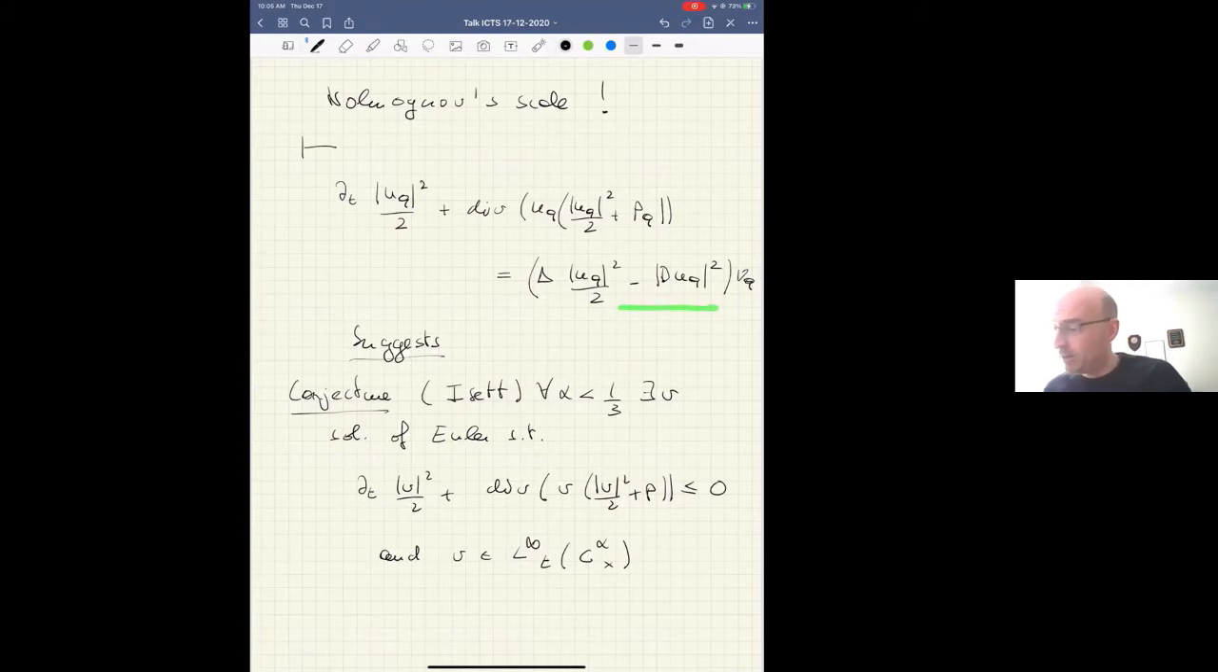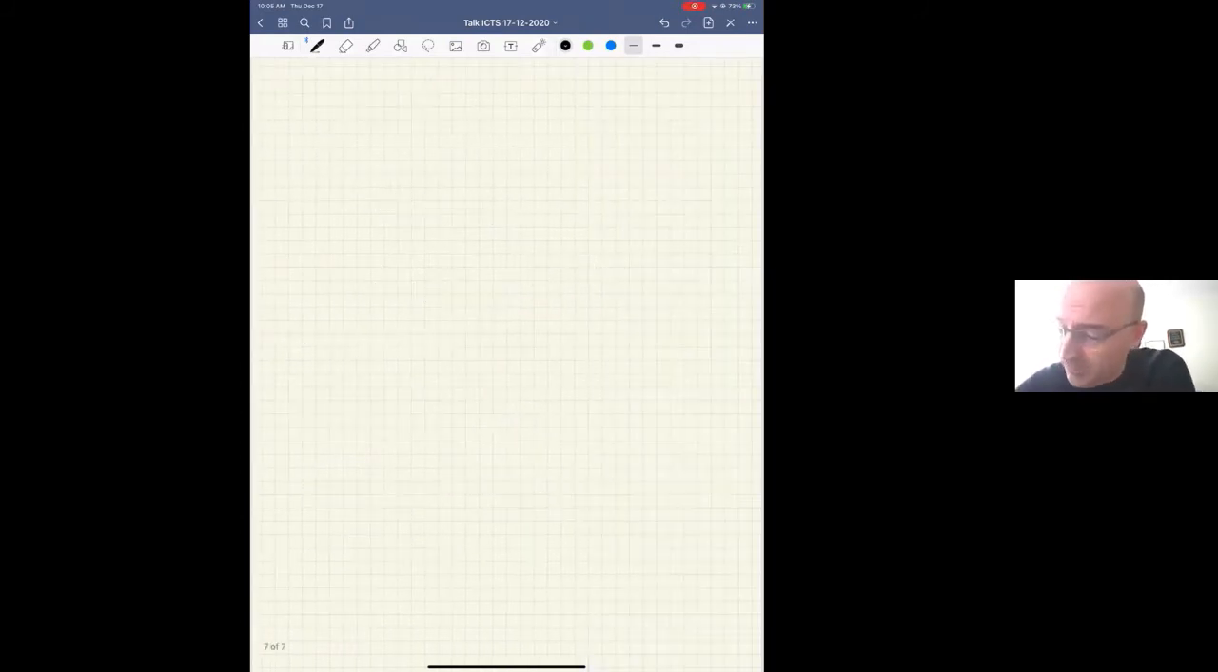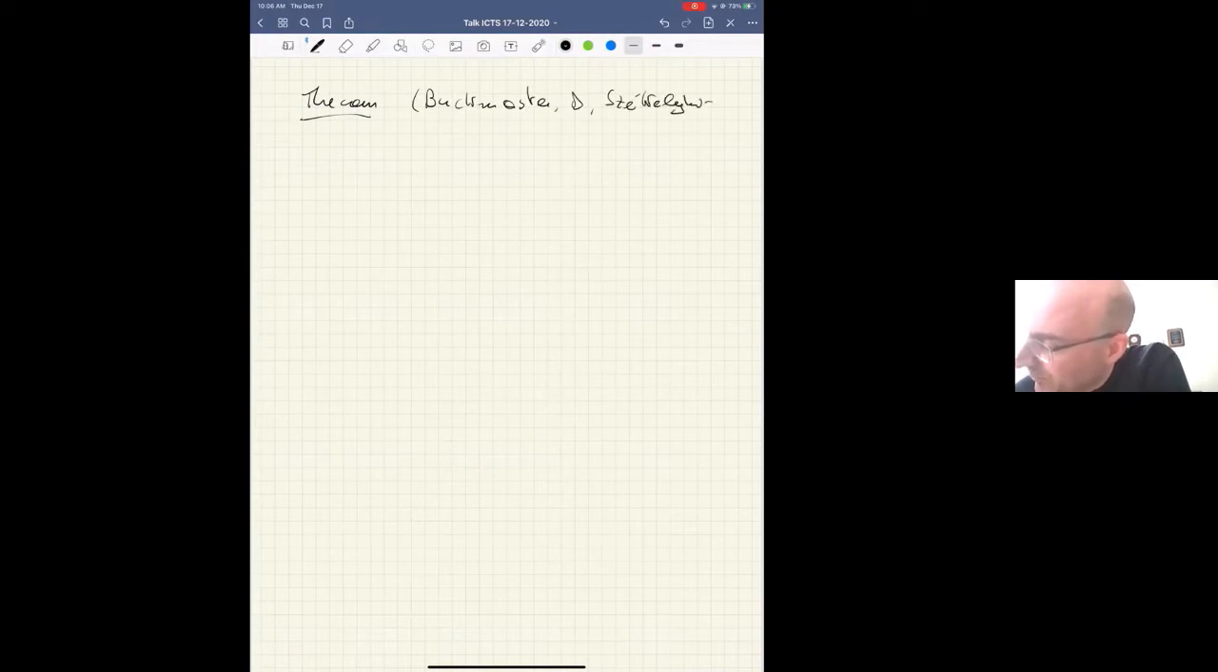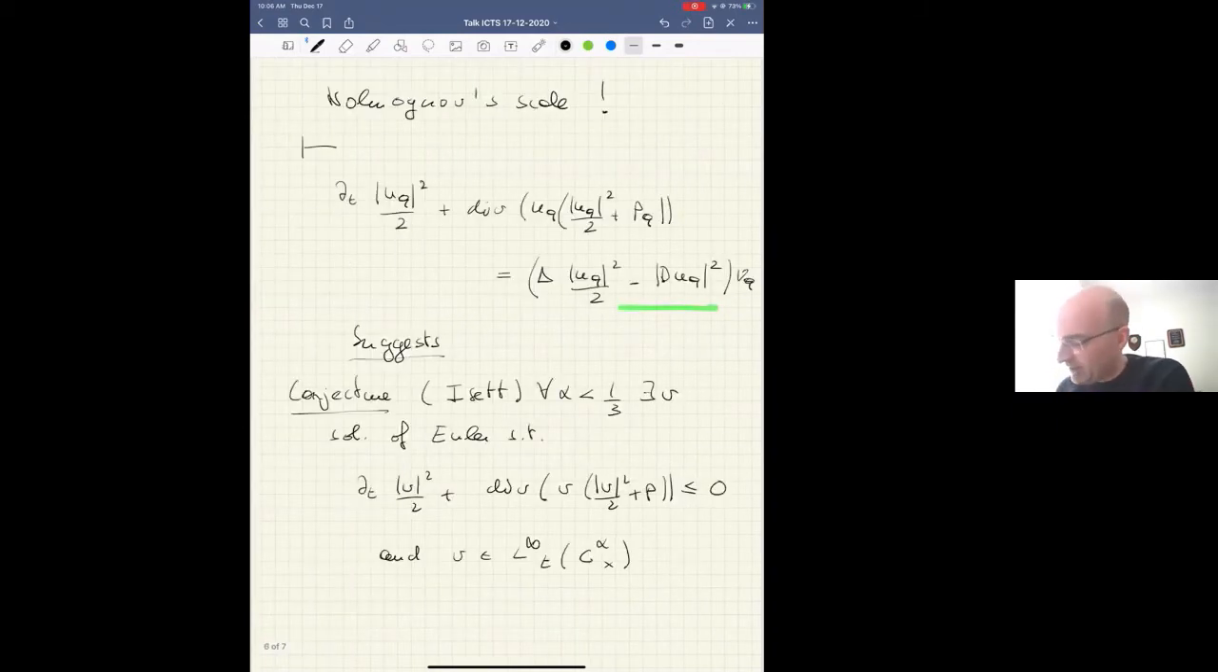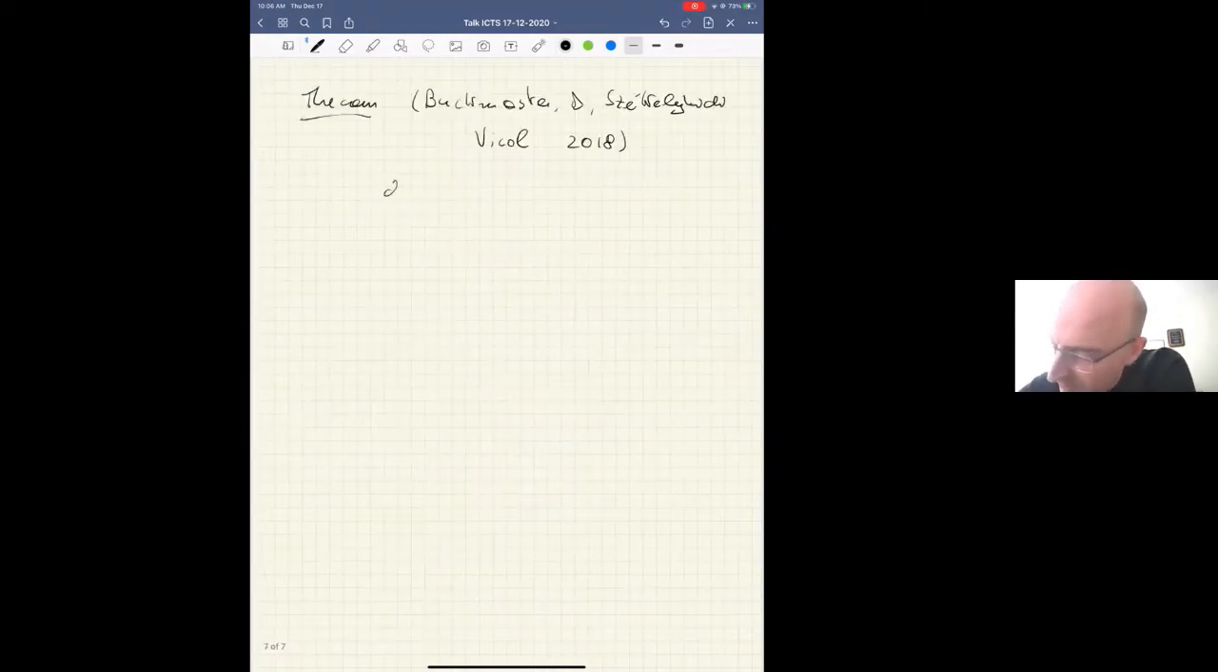Okay. By the way, let me just mention that it is possible at the global level, and this is a theorem of Buckmaster, myself, Laszlo Zekai-Hibi, and Vicol in 2018, if instead of requiring this, you are actually requiring the global energy to be dissipated, so to have this inequality, if you want, that is okay. And with a strict sign, okay?